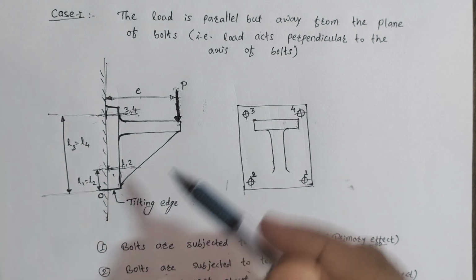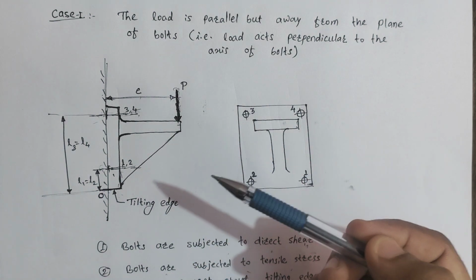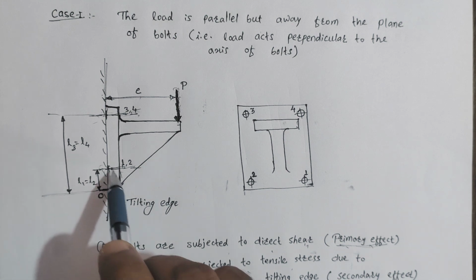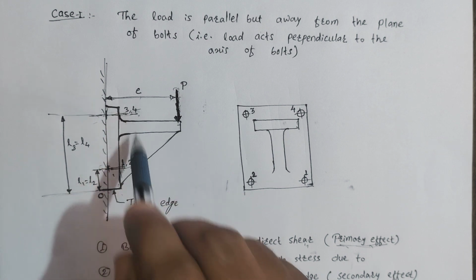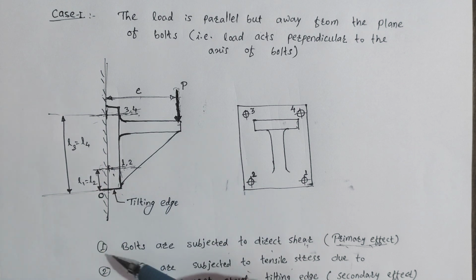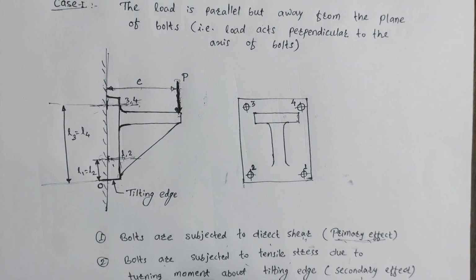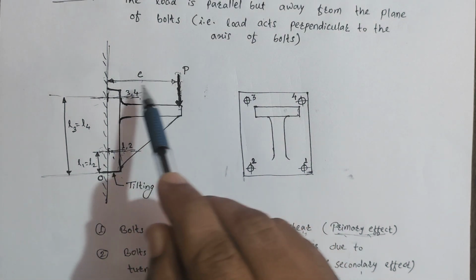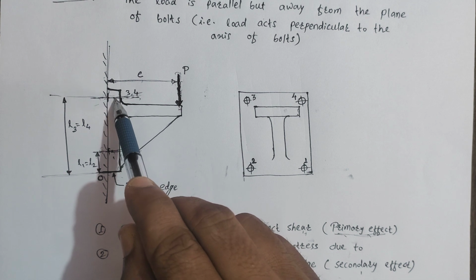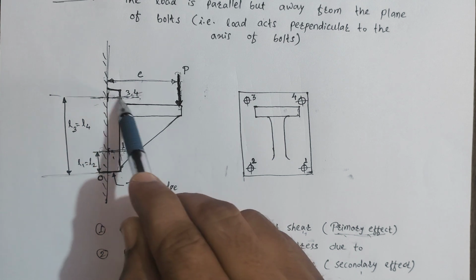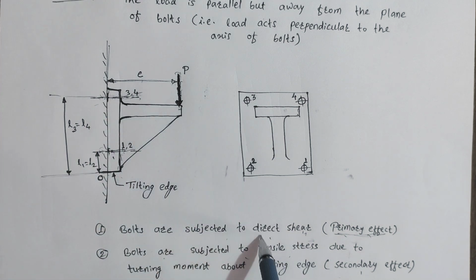Now there are 2 effects that happen because of the load P. Whatever we are seeing, everything is from the perspective of the bolts, because we have to design the bolt, so what are the effects of the force P on the bolt? There are 2 types of effect. One is a primary effect, another is a secondary effect. Primary effect means the load P is acting on the bolt, which will produce a shear stress, or it will act as shear load on the bolt, and which will give the direct stress, which is a shear stress.